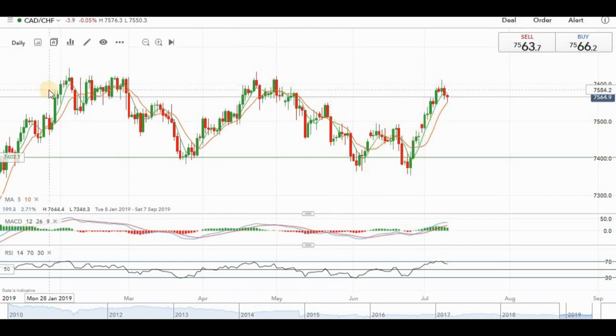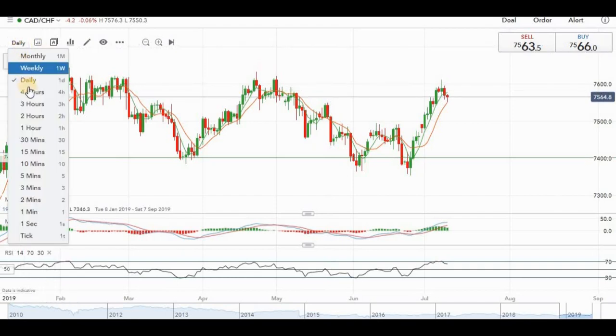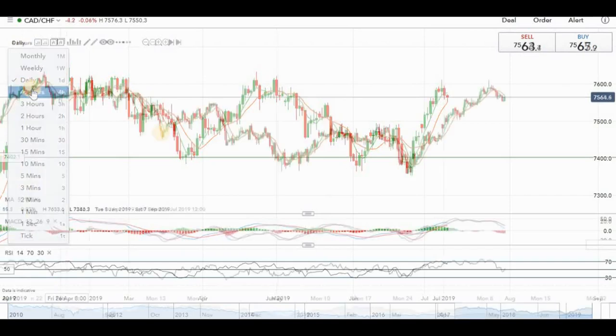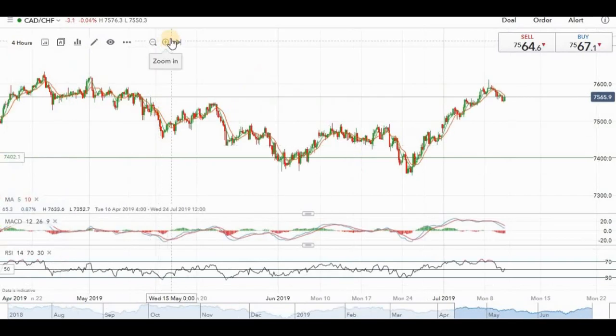So there's not really any need to zoom into the 4-hourly chart. However, I recommend it anyway because the 4-hourly just gives a bit more clarity on what's actually happening. So here it's really clear to see that double bottom formation.